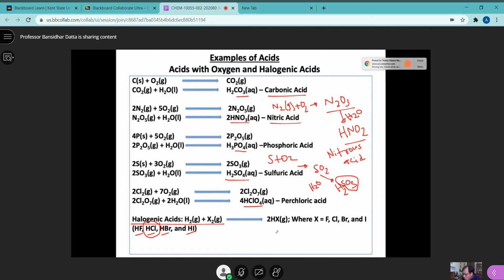So these are the acids: acids with oxygen and halogenic acids. Any question about the acids? It will be on the test anyway, one way or another. All right.